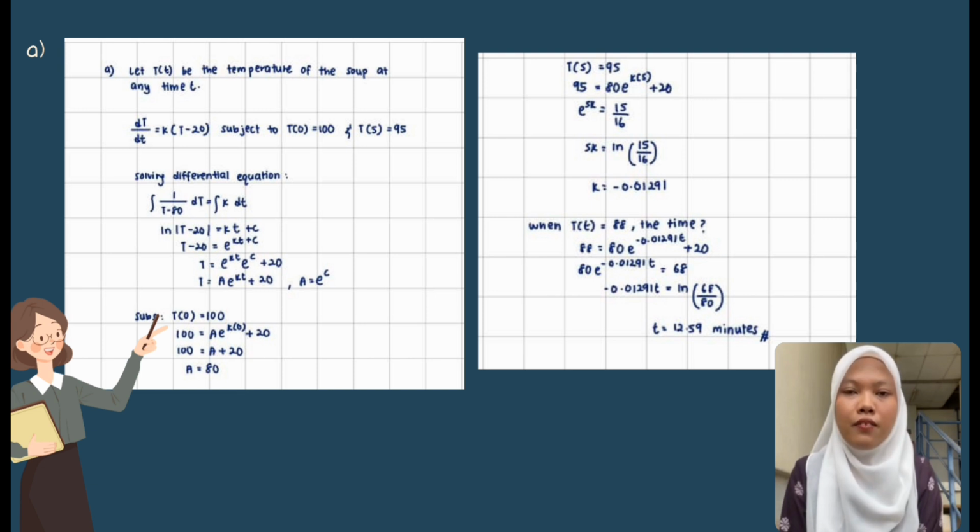Substitute t equal to 5 to get the value of k, which is k equal to negative 0.01291. And now we have all the values. We can calculate T(t) equal to 88 Celsius. Substitute all the values, and we will get the perfect temperature time is equal to 12.59 minutes.